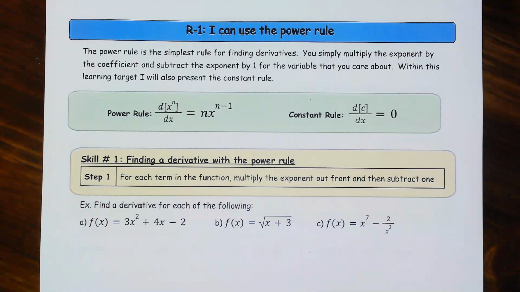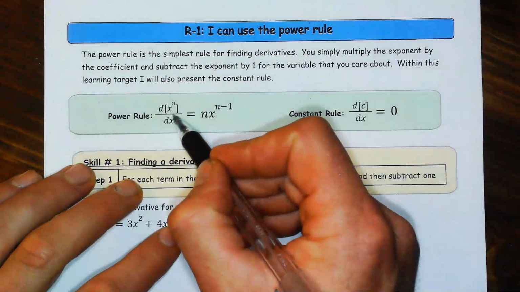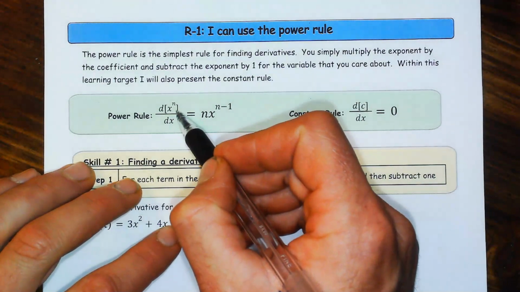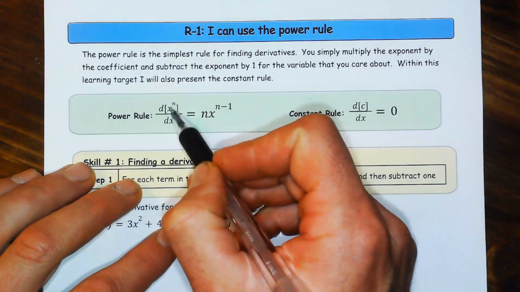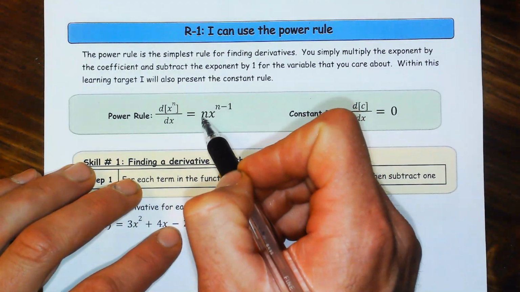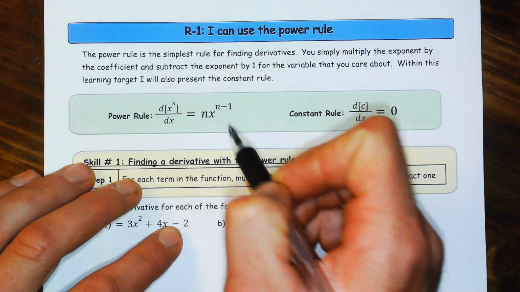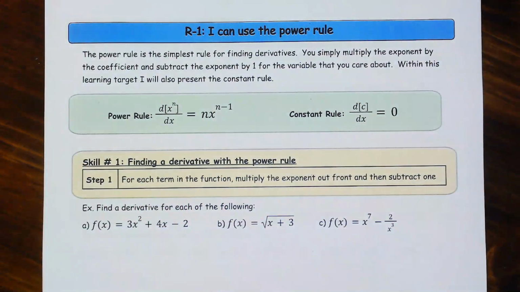R1 is the power rule. And within this, I'm going to give you the constant rule as well. The power rule is the most straightforward. Basically, all you're going to do, if you have x to the n, that's what you're trying to take the derivative of, you will multiply your exponent, your n, out in front, and then you will subtract the exponent by 1. So that's as basic as it gets.